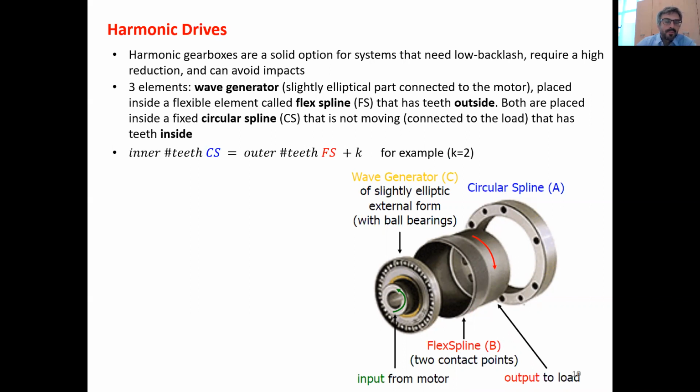And in general, the number of teeth of the circular spline is slightly bigger than the number of teeth of the flexible spline. For example, 2 more teeth than the flexible spline. And the reduction ratio is the number of teeth of the flexible spline divided by this teeth difference. So if you have 100 teeth on the flexible spline and you have 2 teeth difference, we will have here a reduction ratio of 50.